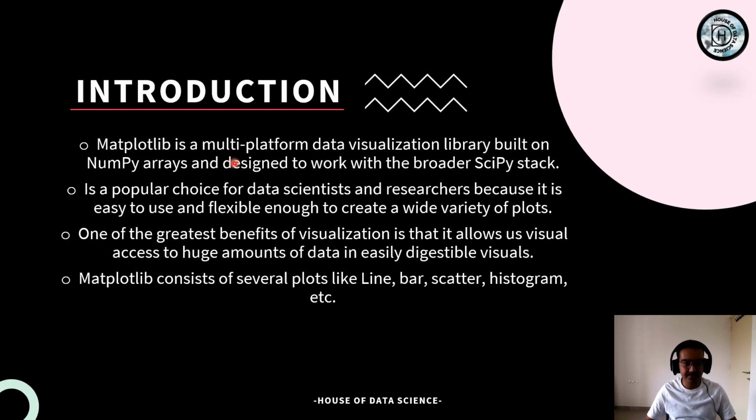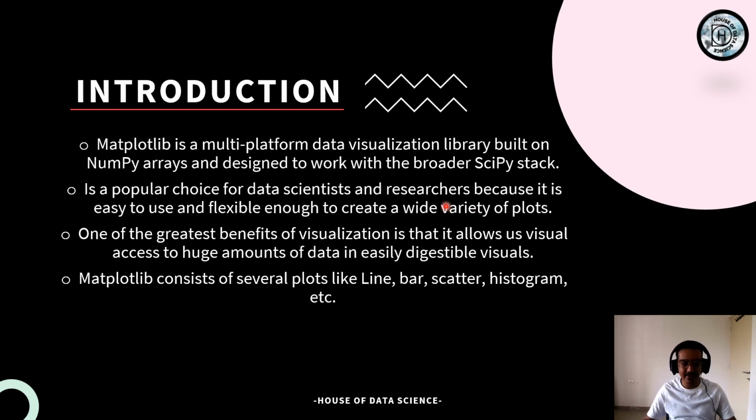So introduction. Firstly, Matplotlib is a multi-platform data visualization library built on NumPy arrays. As I said, this is an already built-in library. You just need to know कि how to use it. ये already बना हुआ है, आपको खाली ये पता होना चाहिए कि इसको use कैसे करना है. It is a popular choice for data scientists and researchers because it is easy to use and creates a wide variety of plots. ये बहुत ज़्यादा use होता है industry में.